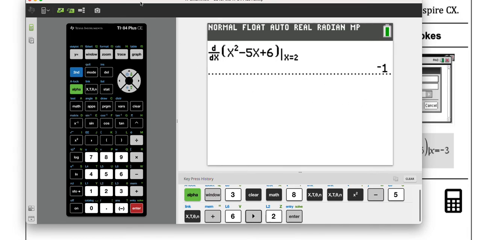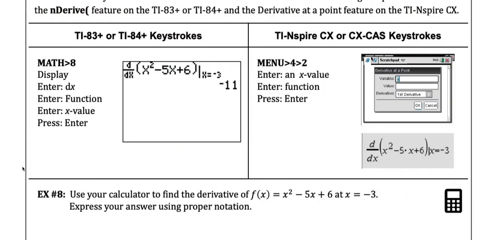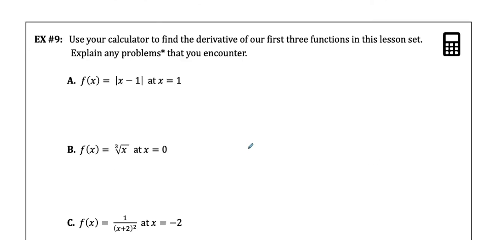Okay, well, I guess if you don't want to see any more, that's fine. That's all there is. So that's how you can find slope at a spot. And then the next page was for you to practice trying this.